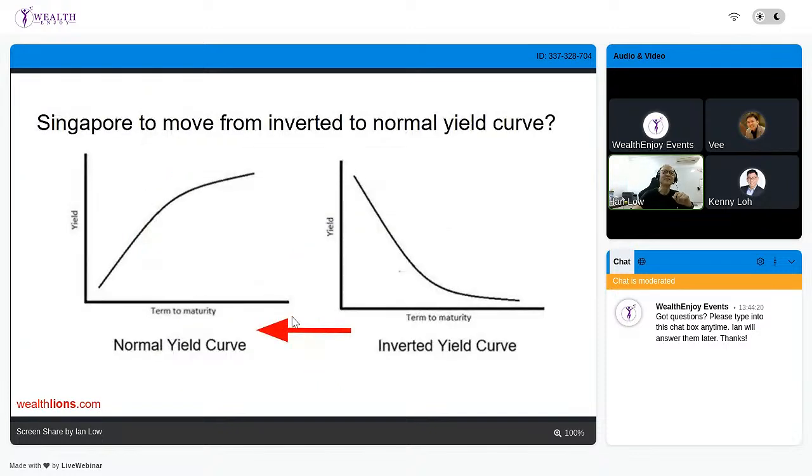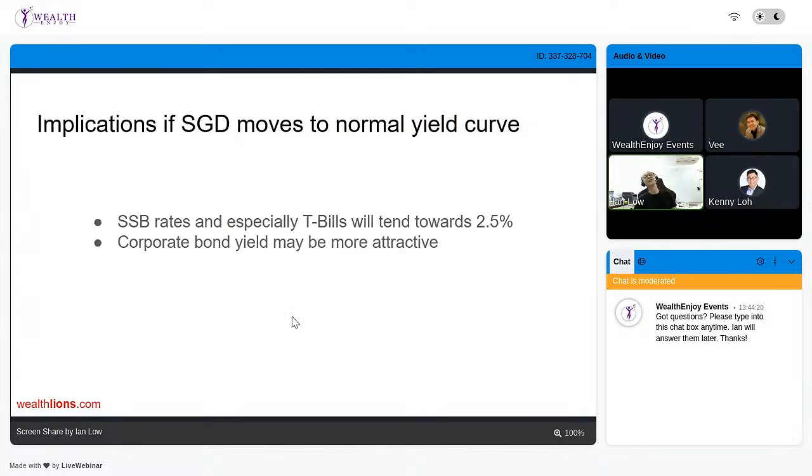So what's the implication? I think that with the correction, this is the implication. SSBs and the T bills will tend towards 2.5%, especially the T bills. And there is a chance that corporate bond yields and maybe SSB may even rise a bit for some time of the year, to become more attractive, if it becomes a normal yield curve.